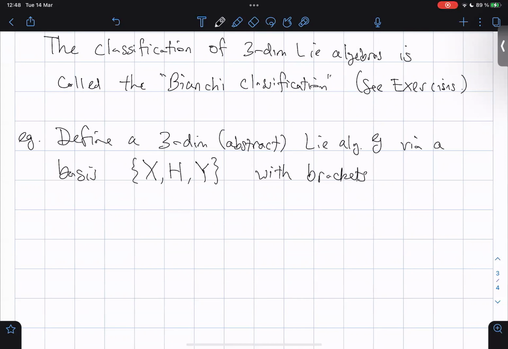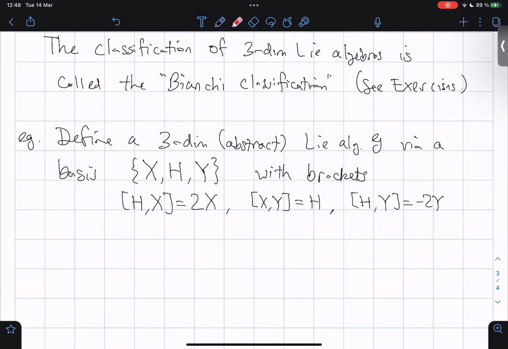And what are the brackets? The brackets are as follows. The bracket of H with X is 2X. X with Y is H. And H with Y is minus 2Y. So these bracket relations, memorize them, ingrain them, and carve them in your brain. These bracket relations are extremely, extremely important.